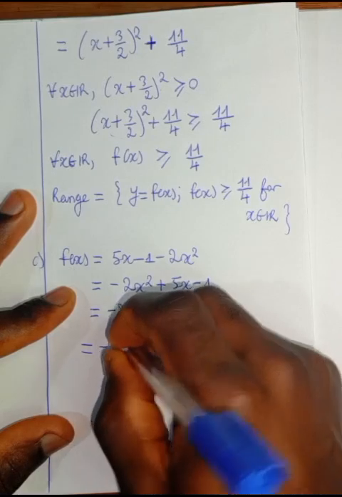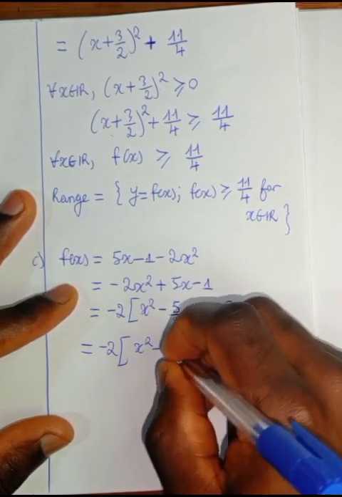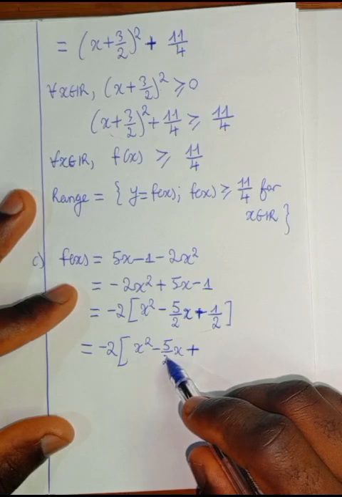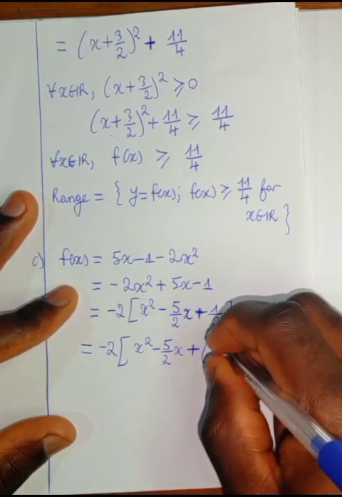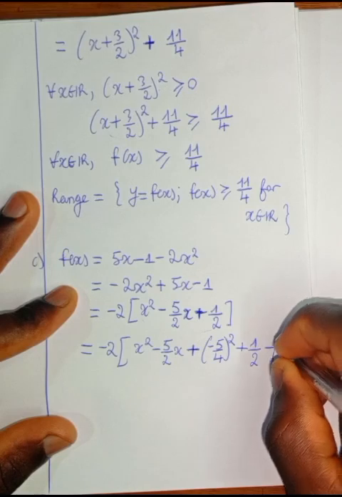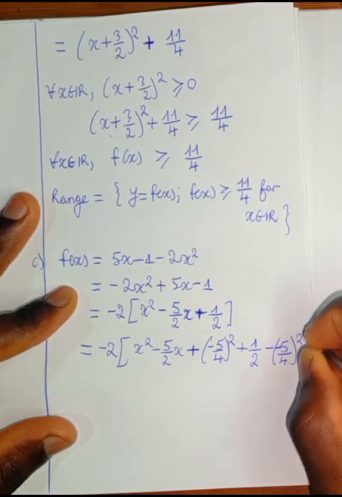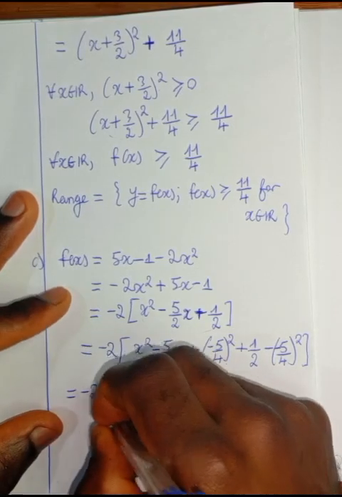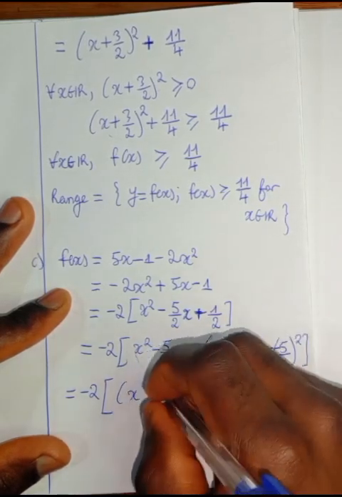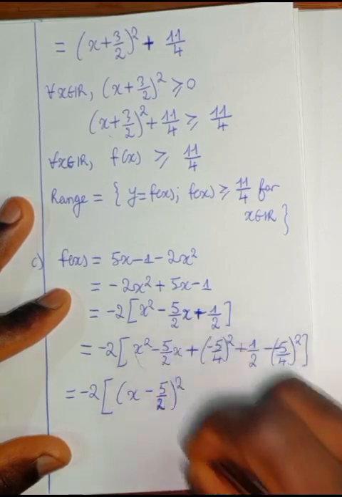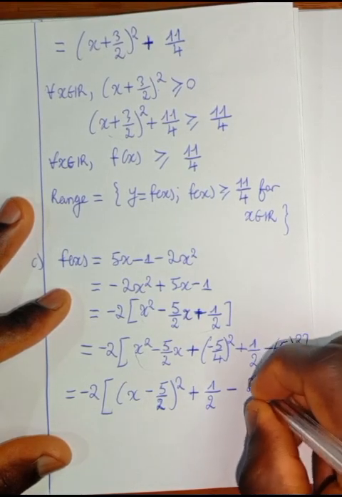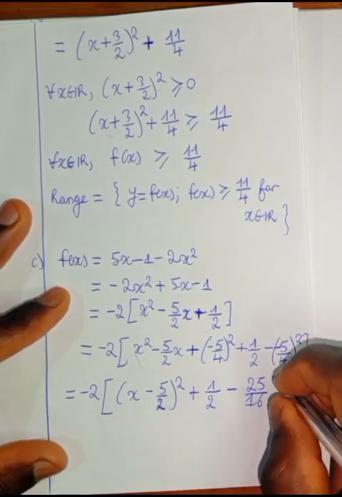So this will give us negative 2 times x squared minus 5/2 x plus, half the coefficient of x. A half of negative 5/2 is simply negative 5/4. We add negative 5/4 all squared, then we subtract negative 5/4 all squared, plus our brackets. So this will simply be equal to negative 2 times, we know this is a perfect square, whose factorization is x minus 5/4 all squared, plus a half minus negative 5/4 squared, which gives us 25 over 16. Close the bracket.